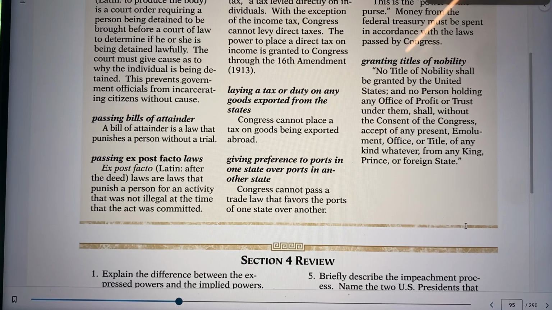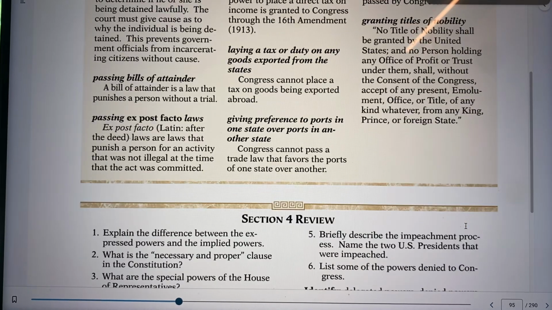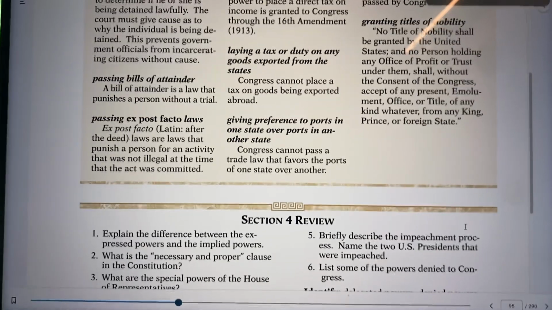Congress cannot lay a tax or duty on any goods exported from the United States. Congress cannot place a tax on goods being exported abroad. They cannot give preference to ports in one state over the ports of another state. So they can't say, okay, we're going to favor this state over that state. They can't do that.